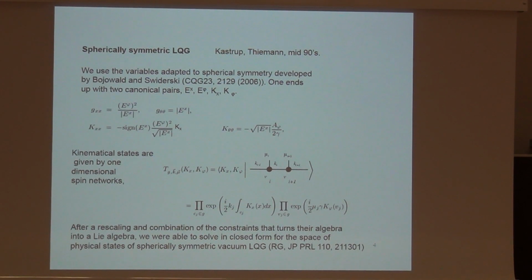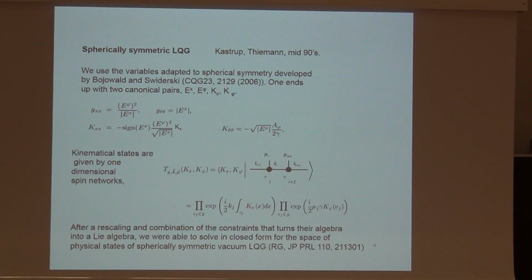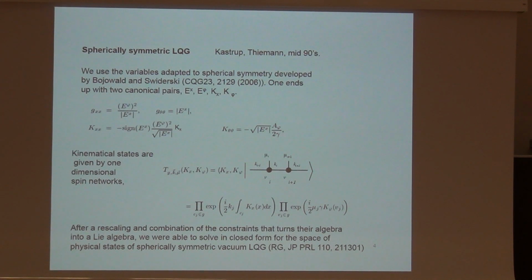Now, it turns out that we discovered that in the case of spherical symmetry, you can do a combination of the constraints, of the diffeomorphism and Hamiltonian constraints, in such a way that the resulting algebra is a Lie algebra, and therefore you can proceed forward with a Dirac quantization. It's not entirely clear why this happens for these models, but it does happen. And it's not entirely clear for what other models such a thing could happen.